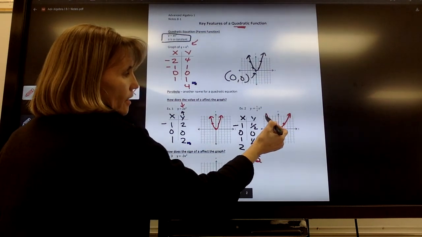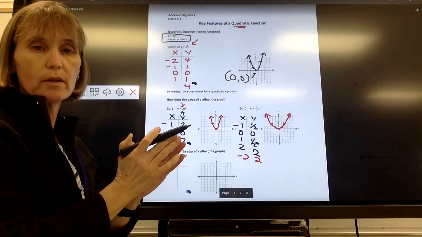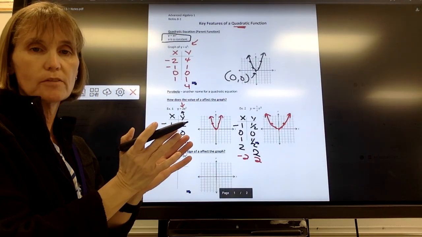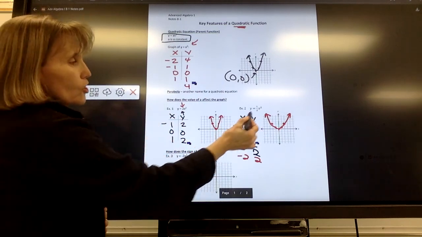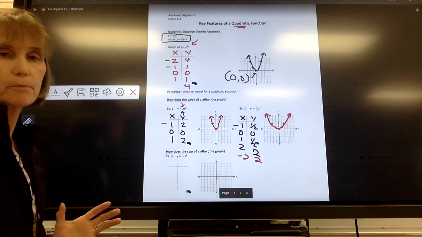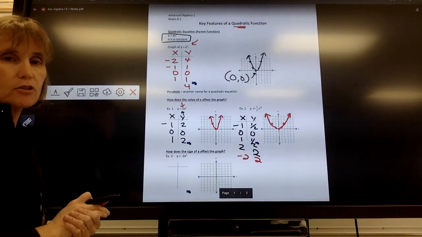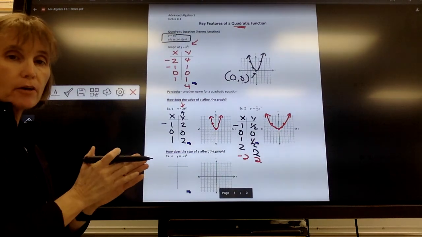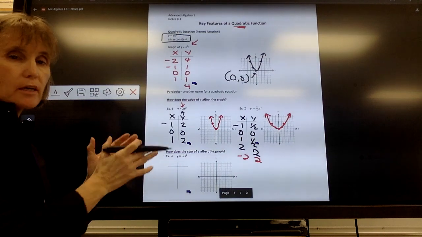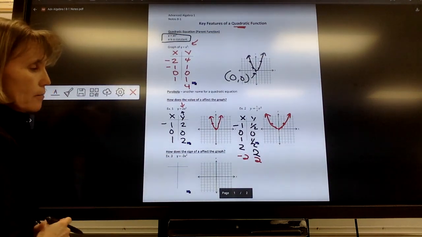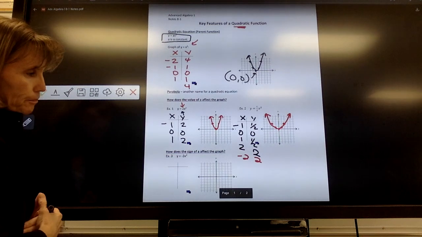So what happened to that U shape? Well, this time, when it becomes less than 1 or is a fraction, you see that U kind of opening up and flattening out. It gets more shallow or spread out. So that's how that a value is going to affect it. If it gets bigger in number, you're going to see the U get more narrow, and if it gets smaller, you're going to see the U flatten out a little bit and become more shallow, wider.